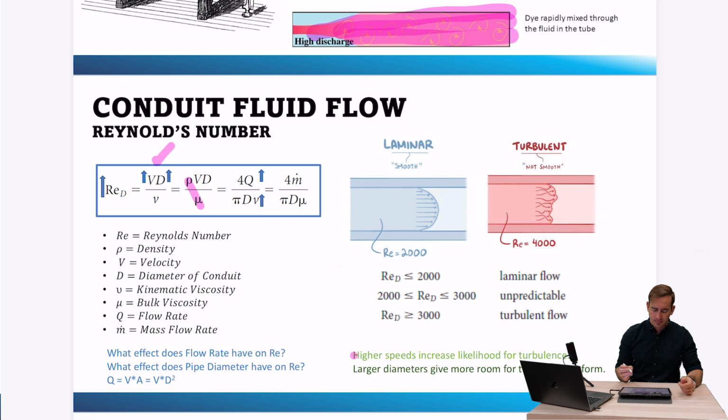The two things that we could probably point out here that should make some sense is that higher speeds are going to increase the likelihood for turbulence, and that's what we can see right here.